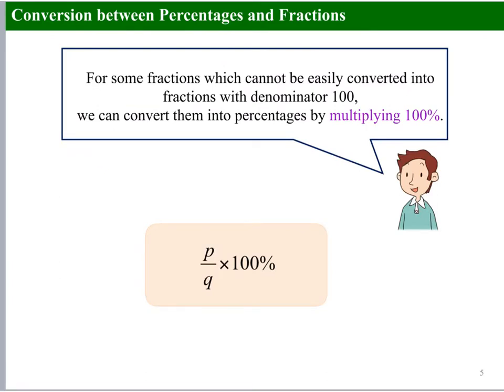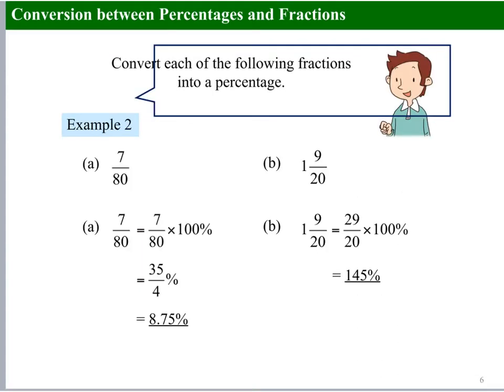For some fractions which cannot be easily converted into fractions with denominator 100, we can convert them into percentage by multiplying 100%. For example, 7/80. It's hard to convert 80 into 100. So we multiply the fraction by 100%. 100 times 7/80. Simplify the fraction.